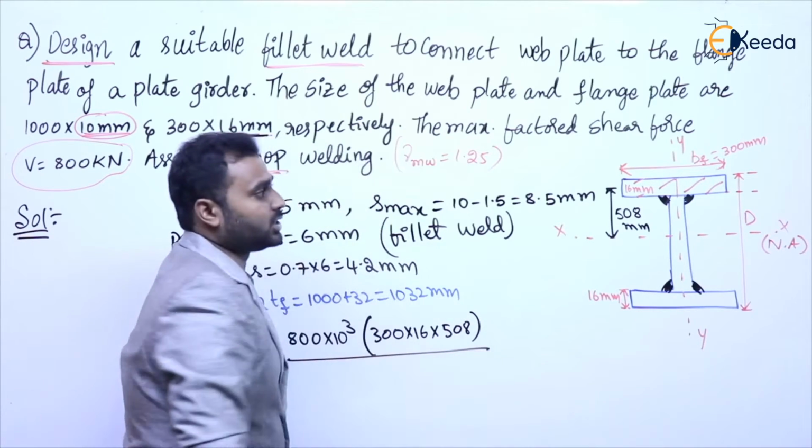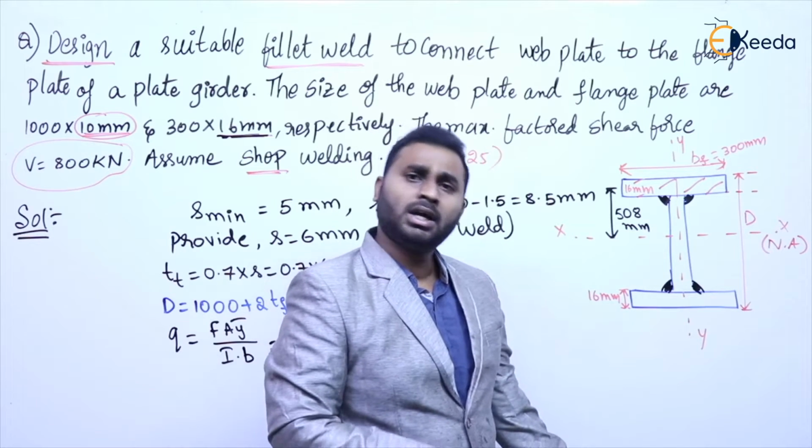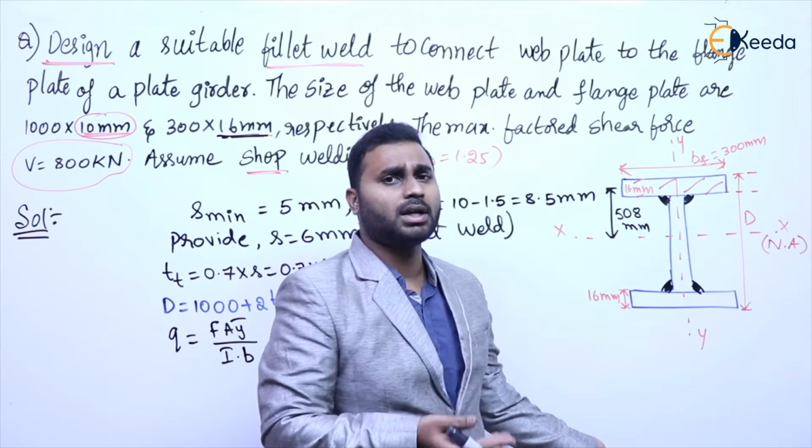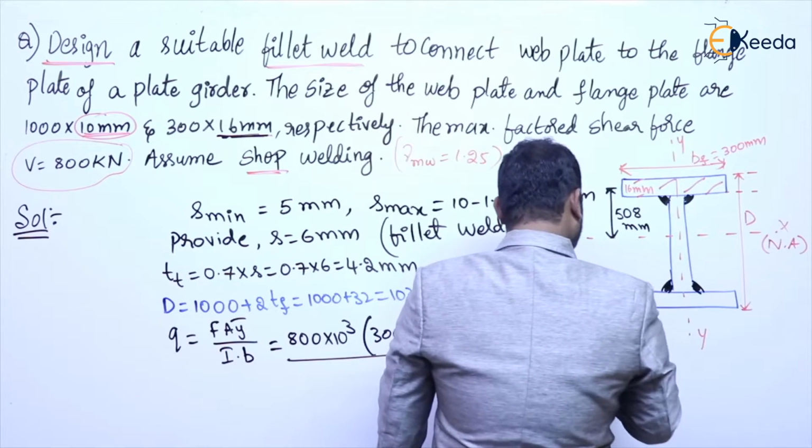divided by moment of inertia. So the moment of inertia of this I section. How to find the moment of inertia of this I section? That is also something we have already studied in our strength of materials and engineering mechanics. So how to find it? Here I will write the formula.